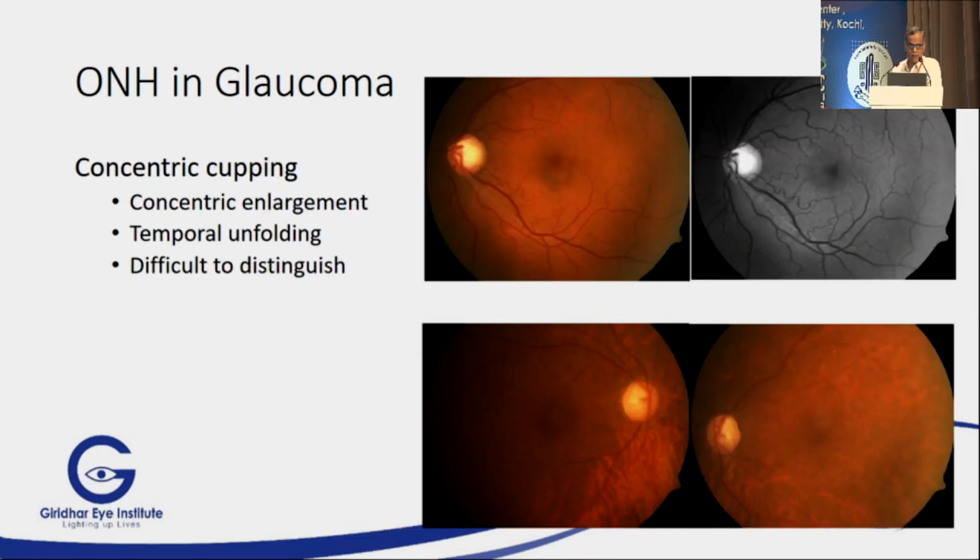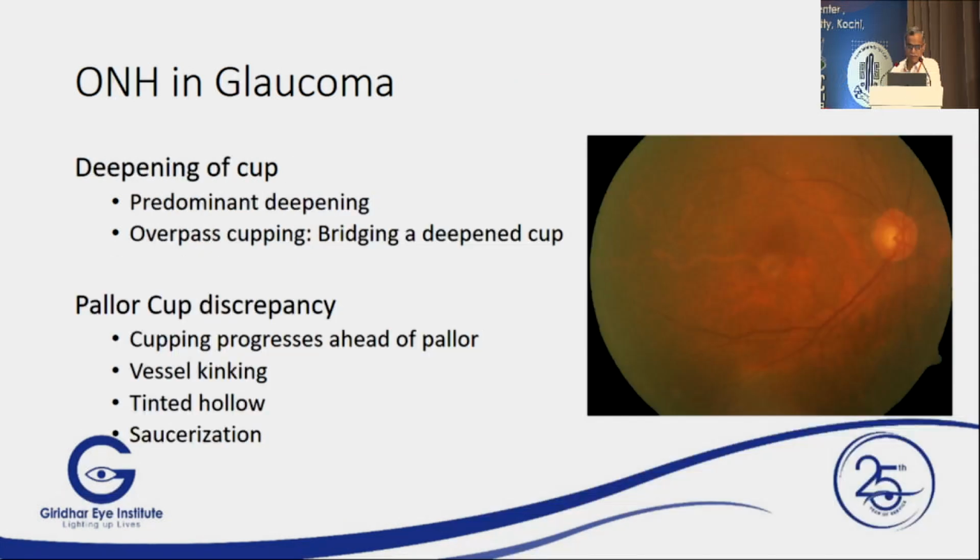Another pattern of cupping is concentric cupping, where the cup enlarges temporally, and it's called temporal unfolding. Then it progresses circumferentially upwards and downwards. It's usually difficult to distinguish unless you have a drawing or a photograph of the patient from the previous visit.